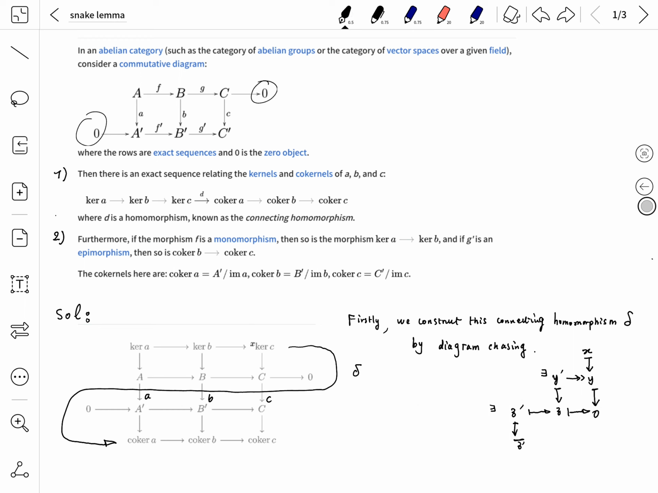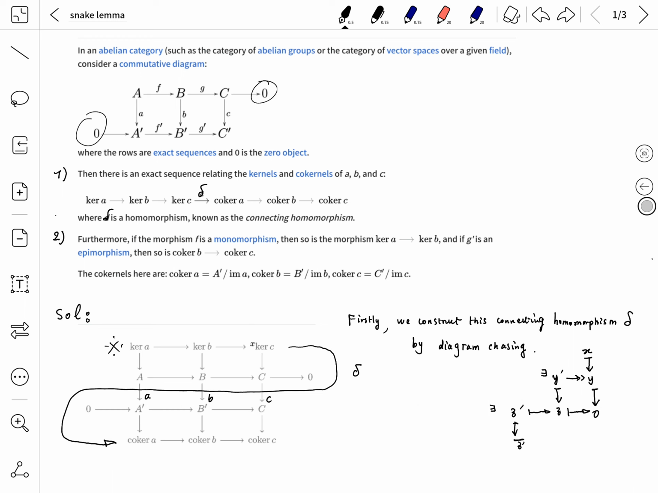And then the result is there exists an exact sequence relating the kernels and the cokernels of A, B, and C in the following form. Start with the kernel of A. You can look at the diagram here, and then I wrote kernel of B and kernel of C, and then a connecting map. It is written D here, and I prefer calling it delta. It's classical notation, such that you map it to cokernel of A, cokernel of B, cokernel of C. This is the exact sequence. This is the first part of the result of the snake lemma.